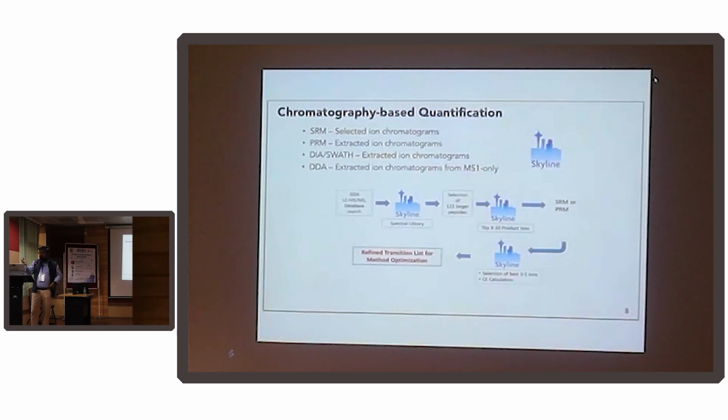So we, using the software Skyline, do a method optimization, and we select only 3 to 5 ions, right? We select very few targets, and this makes it very precise. The instrument is only looking for that specific signal that should come from the sample.